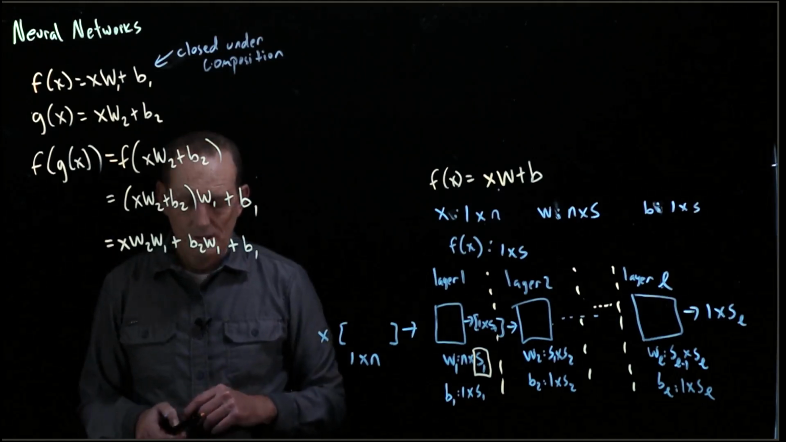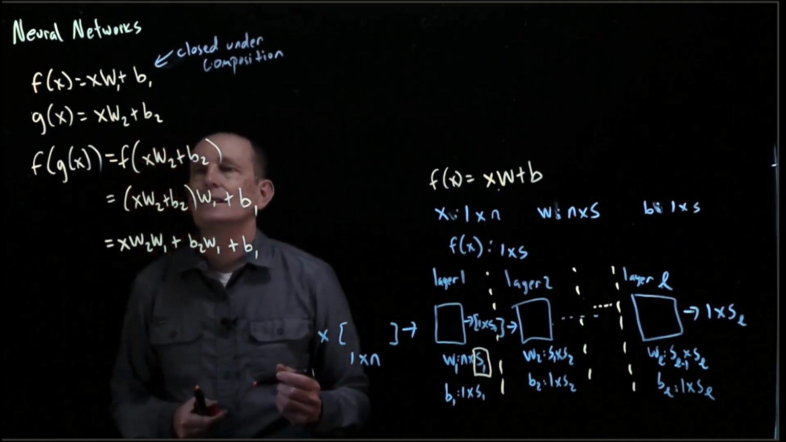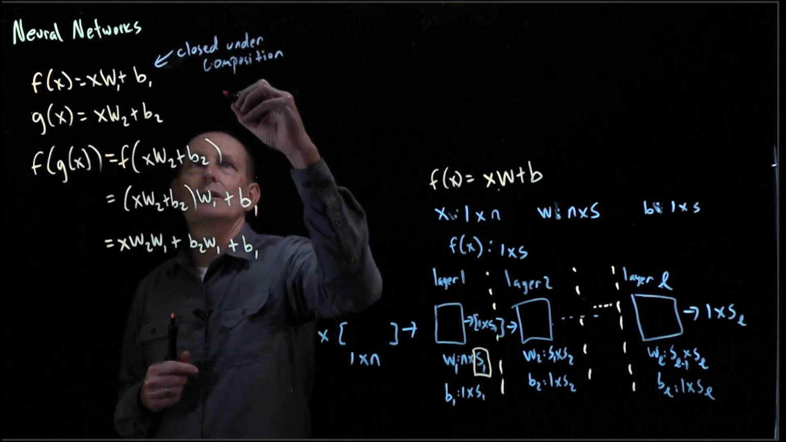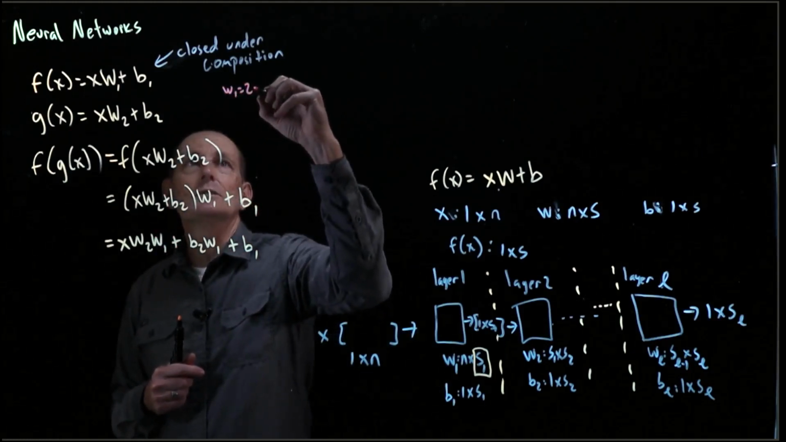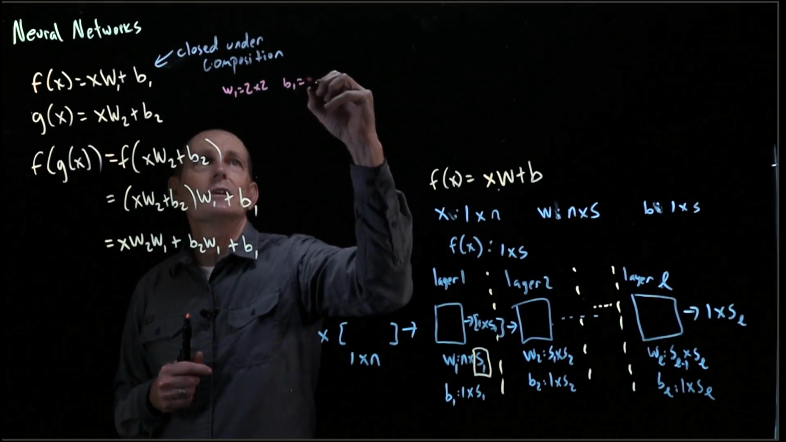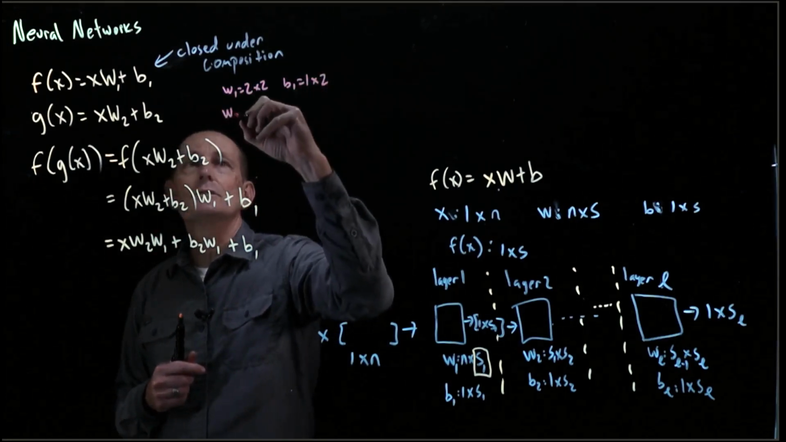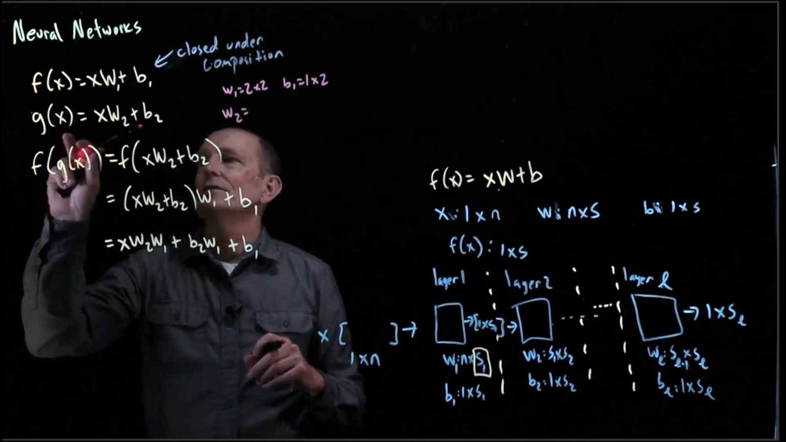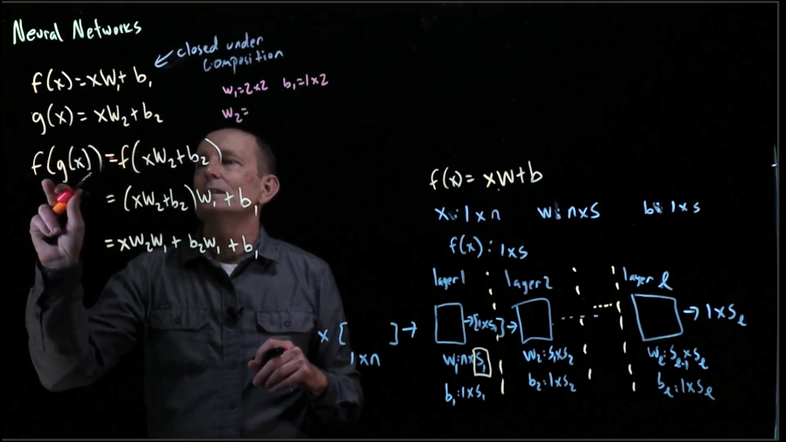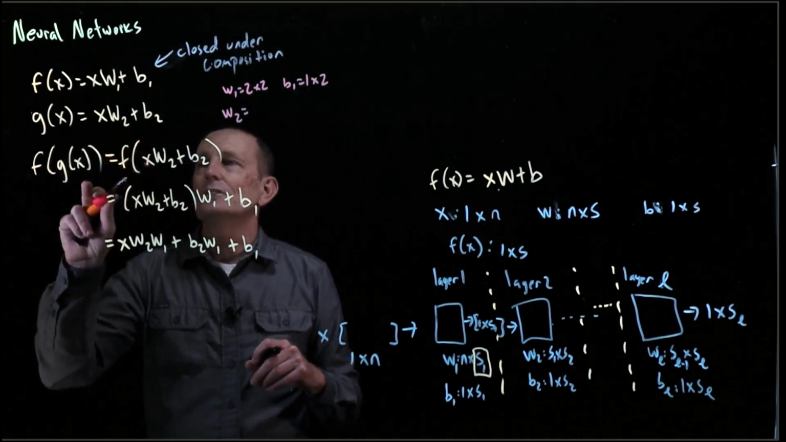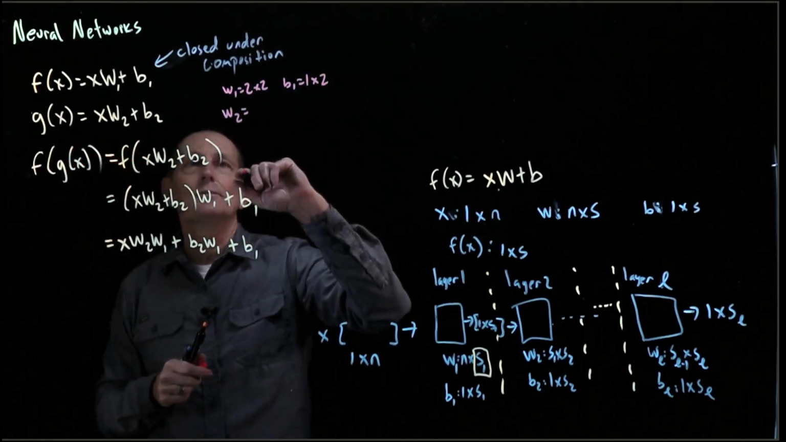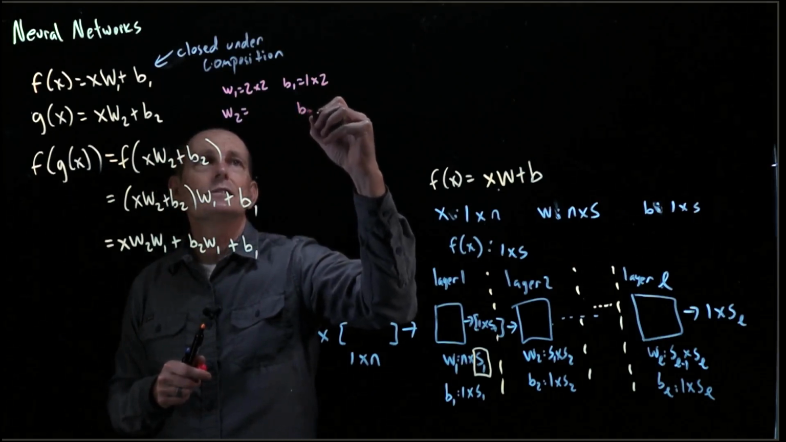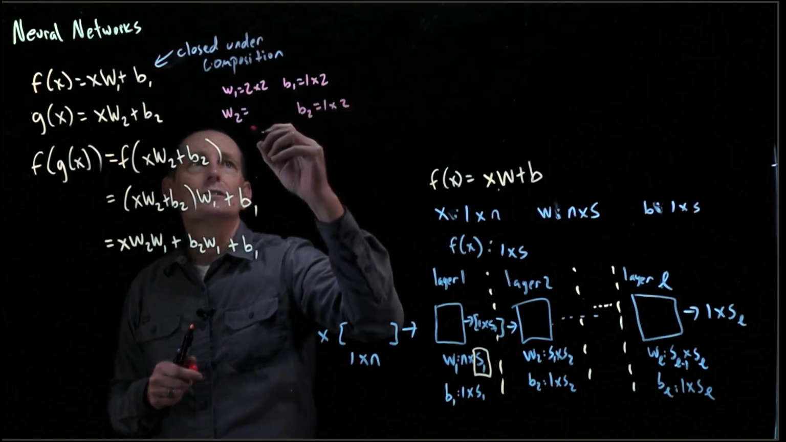And let's just throw in here some sizes, just to make sure. This is kind of a double check to make sure that this is all working right. So let's say w1 is equal to 2 by 2, b1 then would equal a 1 by 2, and w2 is equal, well, let's just see what that has to be. Since we're taking g of x and then applying f of x, that means the input to f is the output of g. So the output of g had better be a 1 by 2. So that means that b2 is a 1 by 2.